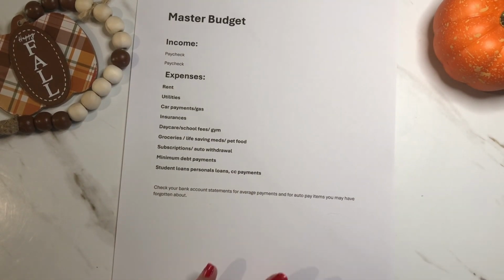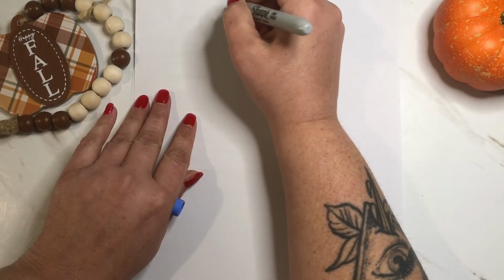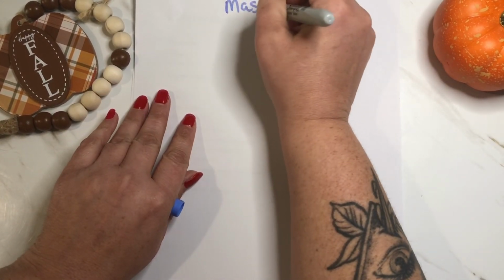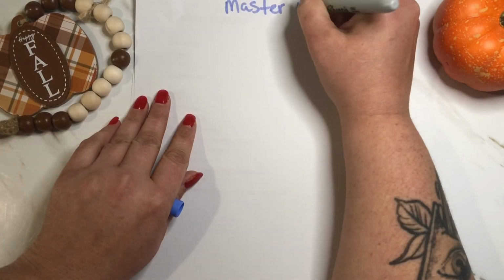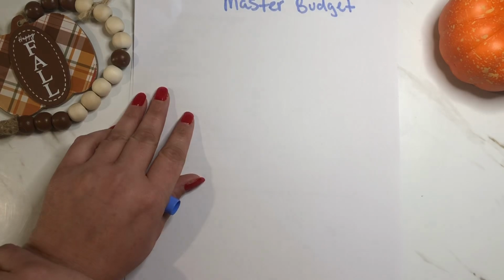So I figured I would just do a quick one with you really quick. You're going to write a master budget, and you could do this with a pen and paper, or you could use free budgeting apps that are available out there. I personally like EveryDollar.